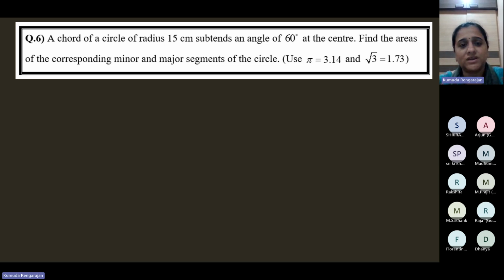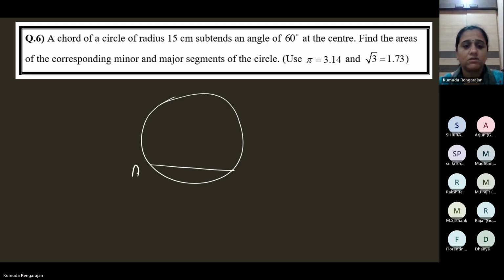Okay, so in this question, the radius is 15. Similar situation, radius is 15. We need to find the areas of the corresponding minor and major segments. So circle, chord, arc AB, center, angle subtended at the center is 60 degrees.